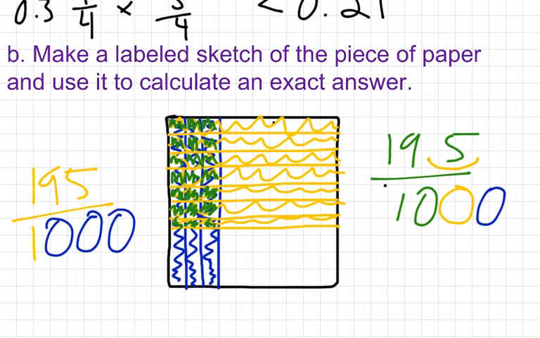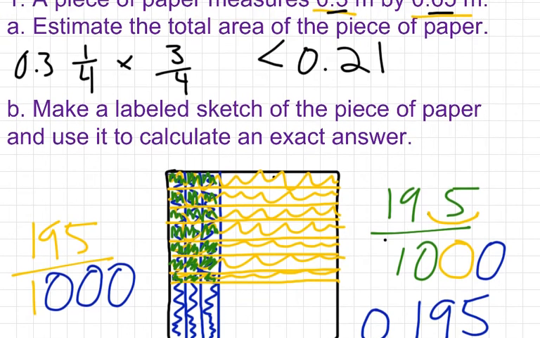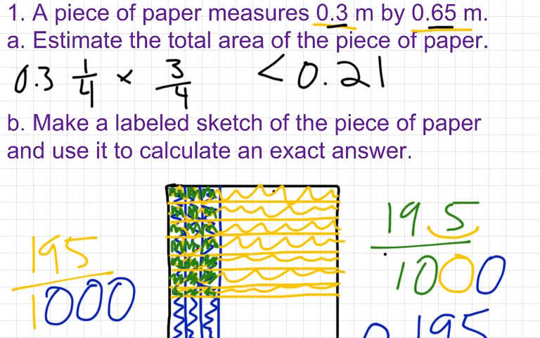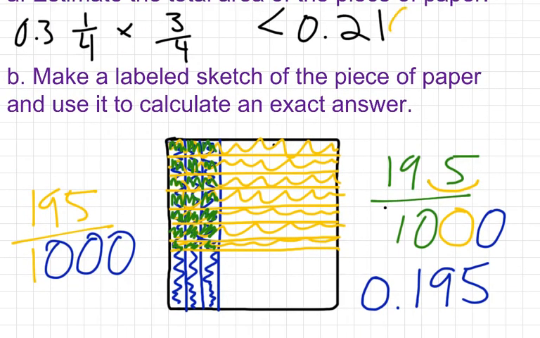So my answer would be 195 thousandths. There's another way we can make a labeled sketch that will probably be easier and pertain more to your level of calculation in an area model. But remember, we can check this with our estimate, which we said needs to be a little less than 21 hundredths. Well, 195 thousandths, again, think of decimals as money, and if you want, you can add the 0 at the end, is a little bit less than 21 hundredths.